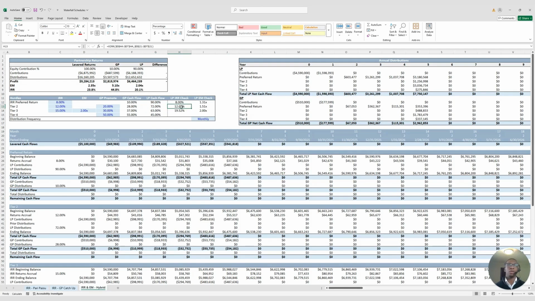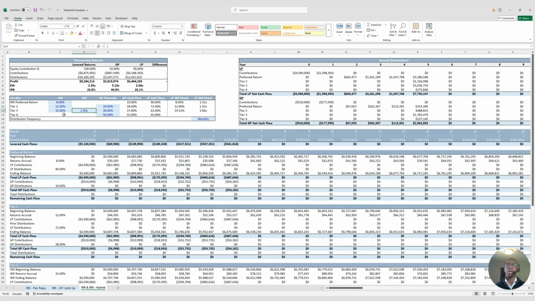And again, we have the checks here. We have the LP IRR check, so we see that's accurately 12%, and then we have an equity multiple check as well, but again, that doesn't apply in this tier because there is no equity multiple constraint. Moving on to tier 3, this is where the hybrid schedule comes into play. The IRR here is 15% and the equity multiple is 2x.